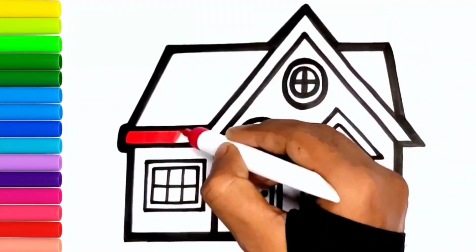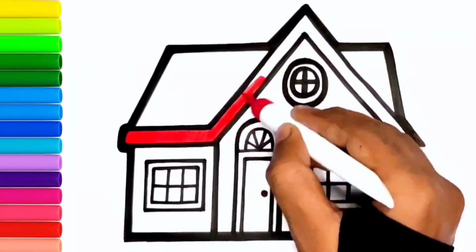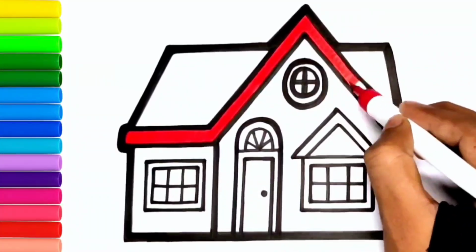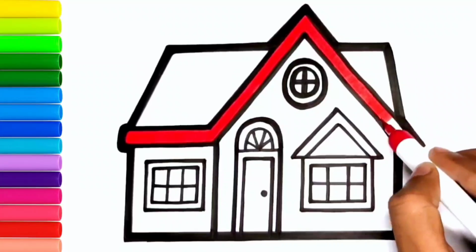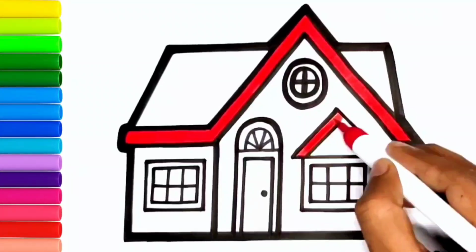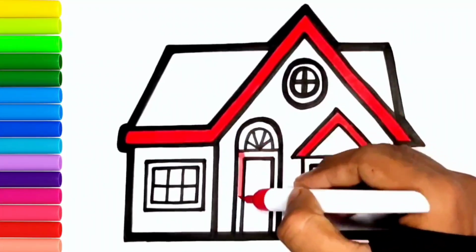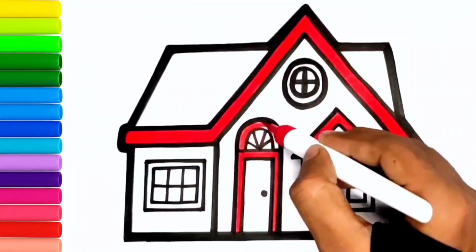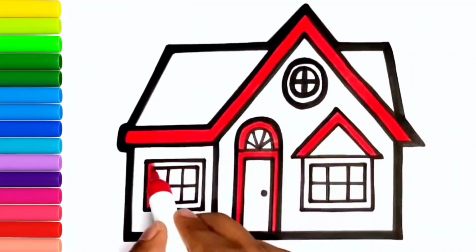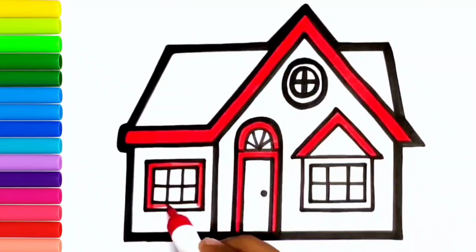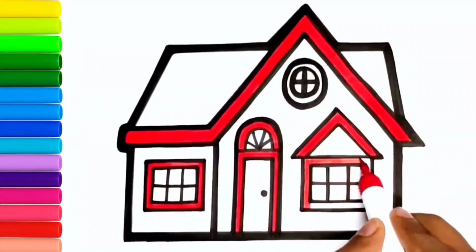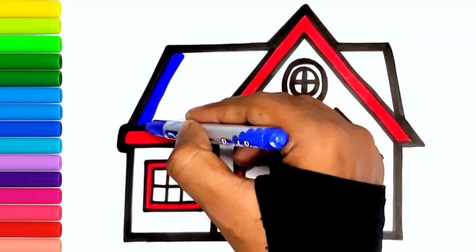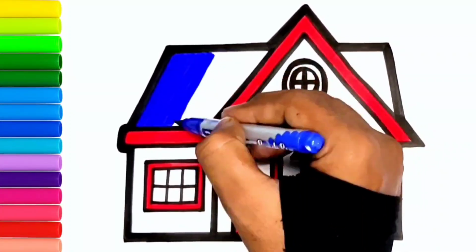Red color. I'm coloring some areas of the roof in red. I will paint the 2 windows red. This time, I will color the entire roof of the house blue.